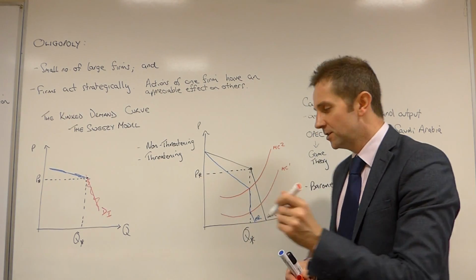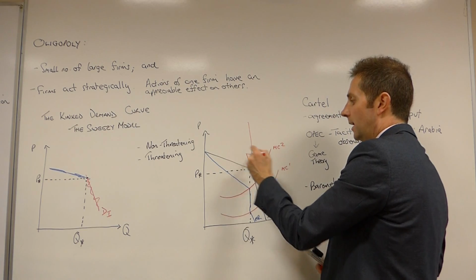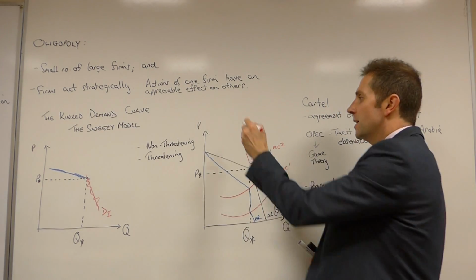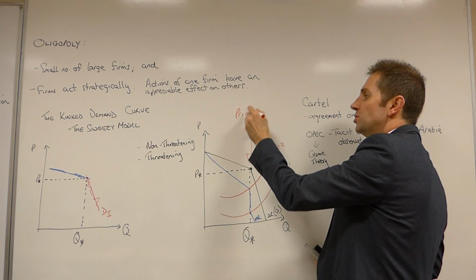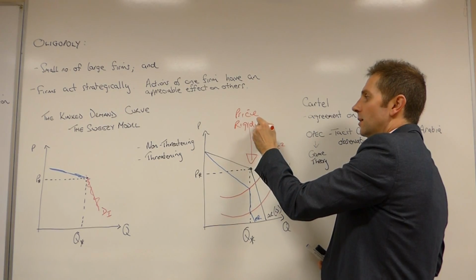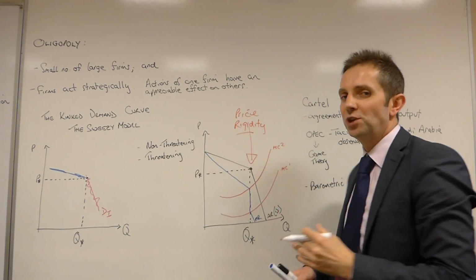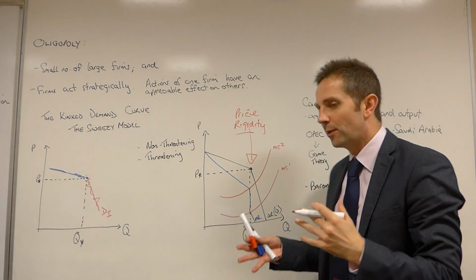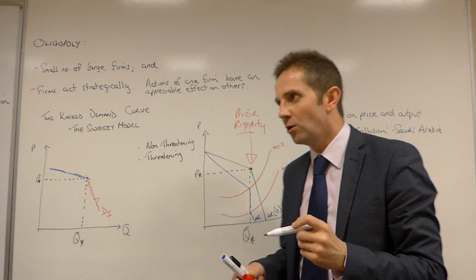Now you may have heard of a term related to oligopolistic markets: price rigidity. So the price doesn't really tend to change a lot. They tend to agree on a price, and that price remains fairly constant and static.